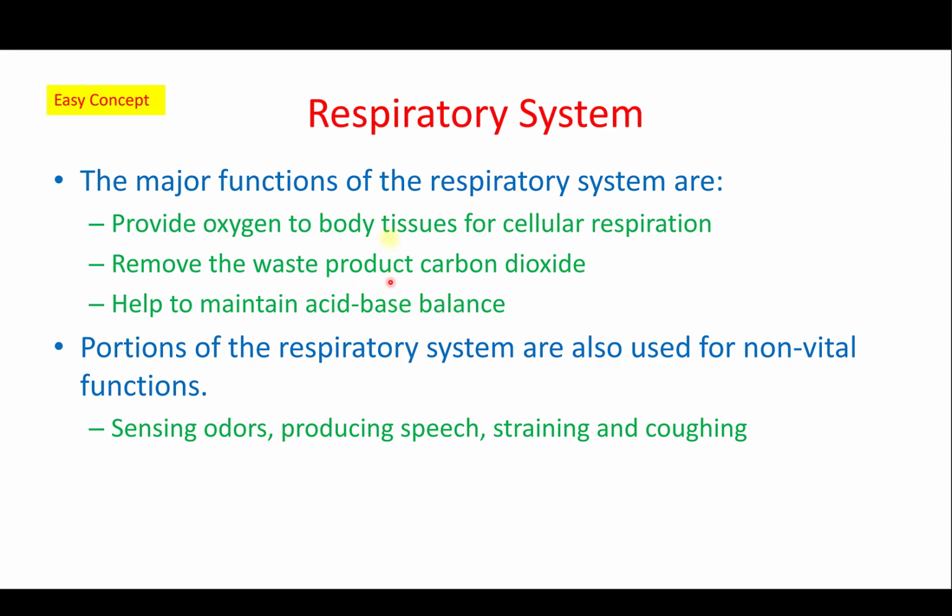So those are like three big functions, or technically two big functions: gas exchange and the acid-base balance. Then there are other functions like sensing odors, producing speech, and straining, coughing to get things out of the airways. But again, those are the two big functions of the respiratory system.